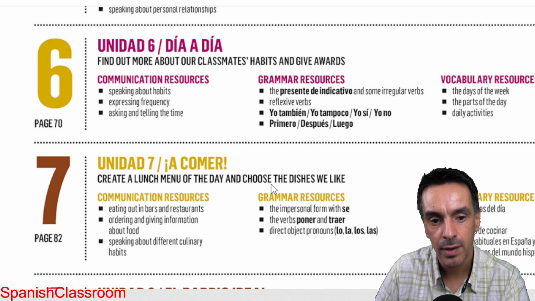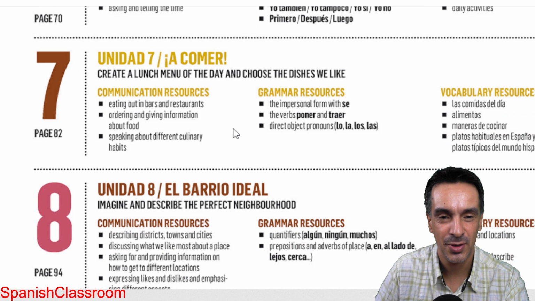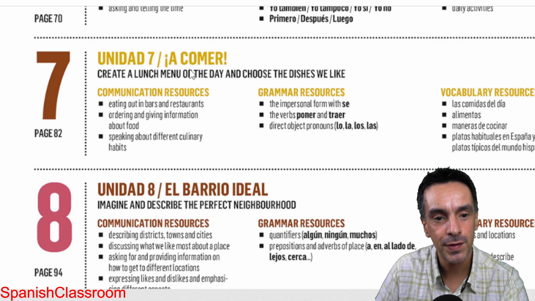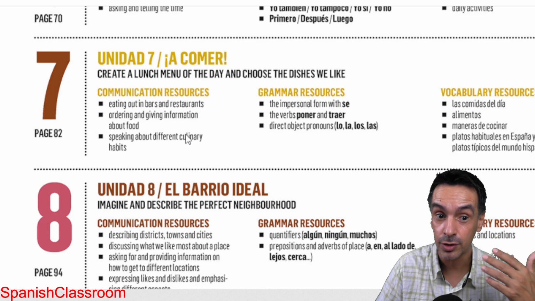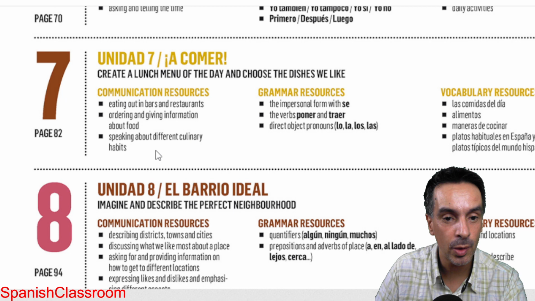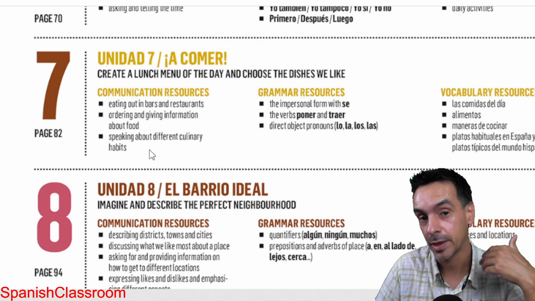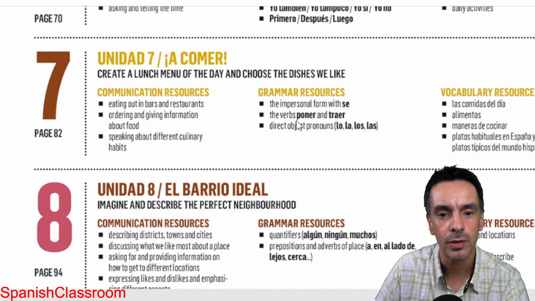daily activities. In unit number 7, a comer, you will learn about food, very important today to do social activities, right? Communication resources, eating out, bars, restaurants, ordering, giving information about food, asking about food, speaking about different culinary habits. Maybe you like Japanese food, maybe you like Italian food. The grammar resources also, the impersonal form with se.